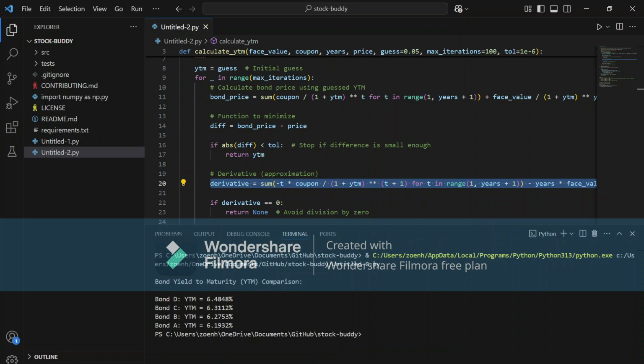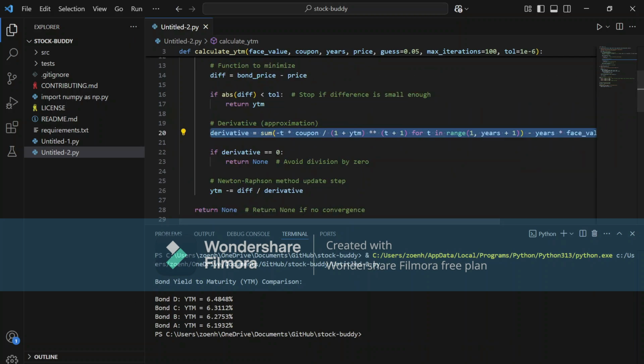So this is our derivative. So what we're doing here is just pretty much calculating that. This is a math trick to adjust our YTM guess. It calculates how much the bond price changes when the YTM changes.